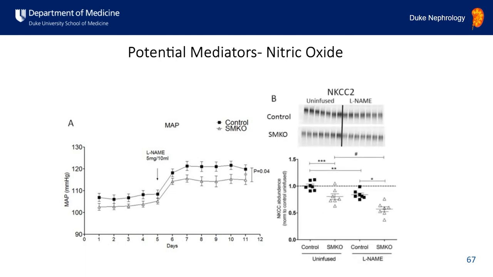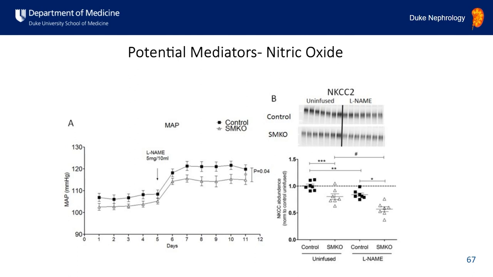And then we looked at NKCC2, and that was really the biggest effect of tubular change that we saw. And so we did the exact same experiment where we looked at the uninfused. We saw a difference in cases. There's a whole different cohort of mice even. And then if nitric oxide was mediating this effect on NKCC2, you would see this difference go away. And we really did not see that. In fact, it maybe widened more. So that really makes us think, well, maybe nitric oxide is not playing a role.